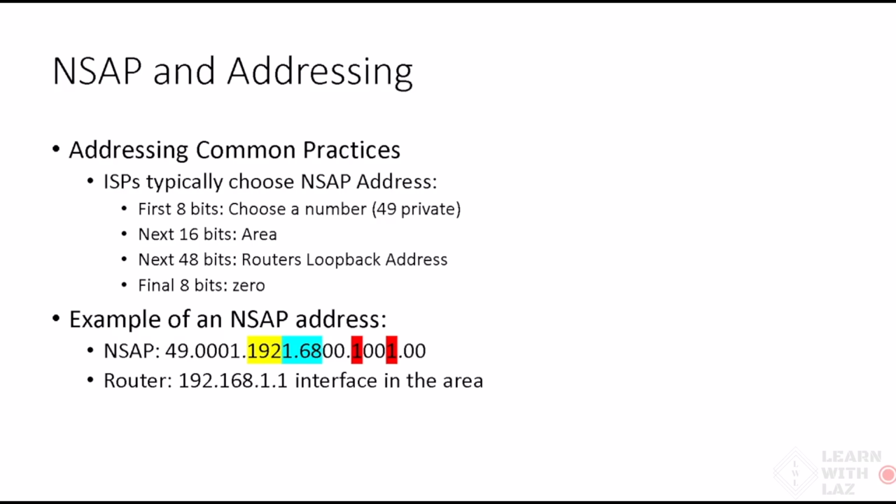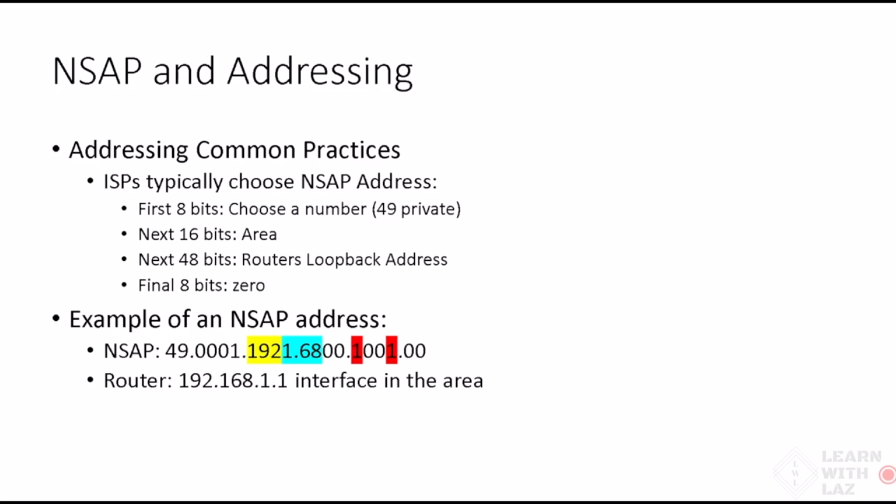Then the next 16 bits is considered the area. If you have 16 bits, you should know this by heart, 65,536 areas that you can have. The next 48 bits, they call it here the router's loopback address, is really something that identifies the system, whether it be an IP address, as in this example, or router 1111, whatever. It's a combination of hex numbers. You can put whatever number there, it doesn't affect anything, you're just identifying the system itself.